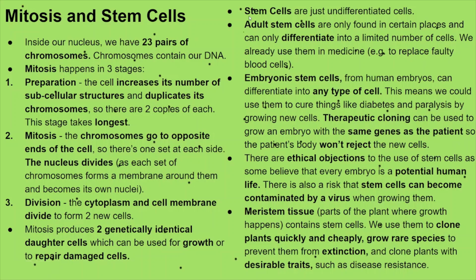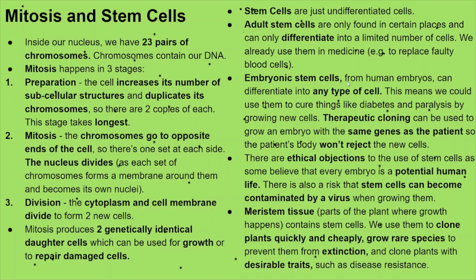So now stem cells, again we briefly touched on them when we went over cell differentiation. Stem cells are just undifferentiated cells. So in adults, stem cells are only found in certain places. They can only differentiate into a limited number of cells, and we already use them in medicine. So for example, they can differentiate into blood cells or skin cells to heal your grazes or something.